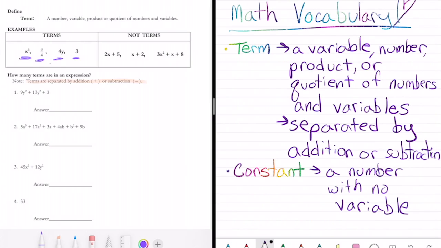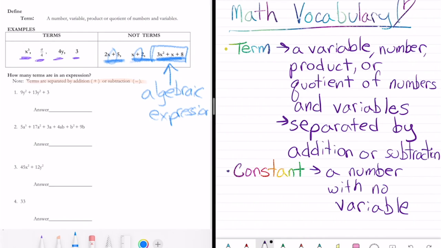Let's look at some examples that are not terms. This is not a term because of this addition sign. Same thing here. This whole thing is not a term. That whole thing would actually be called an algebraic expression, right? And expressions have no equals signs. If it has an equal sign, it's an equation.